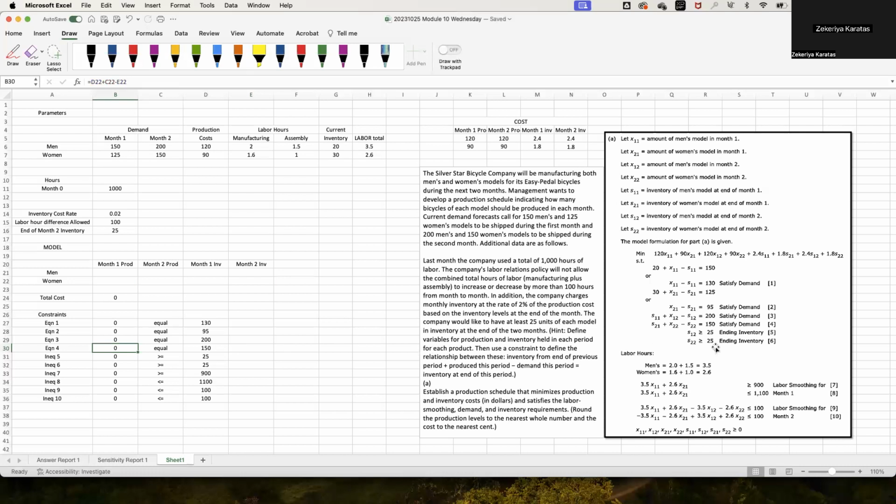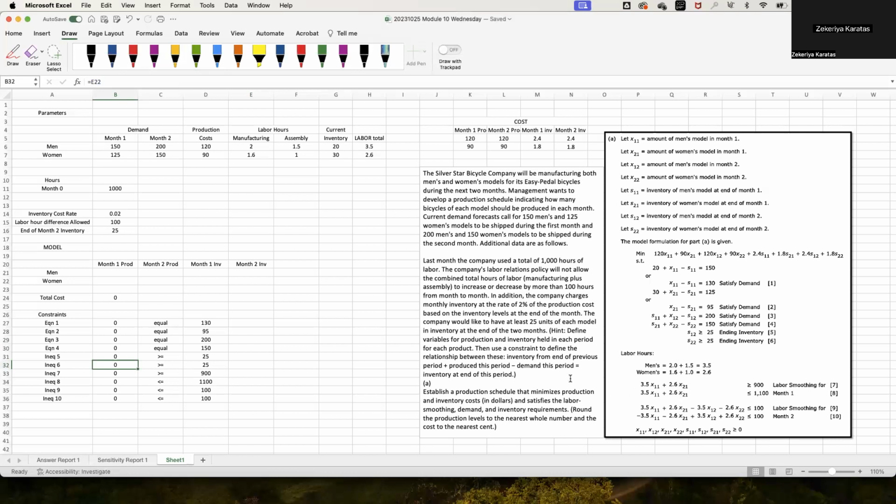And now also in the problem, it says at the end of 2 months, the company would like to have at least 25 units of each model in the inventory at the end of 2 months. So I need to have E21, which is the inventory at the end of month 2, to be greater than or equal 25, and similarly, E22, which is the inventory at the end of month 2 for women's bike, that should be also greater than or equal 25. So now we come to the last constraint parts for the 4.